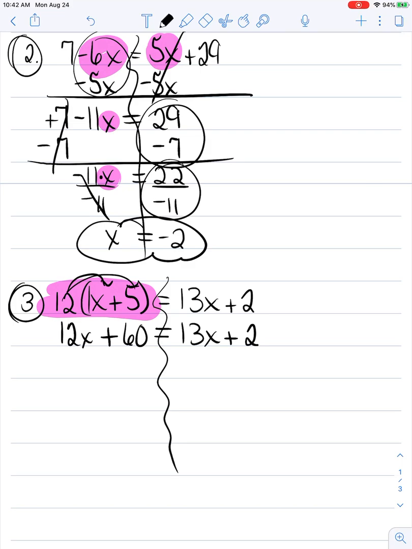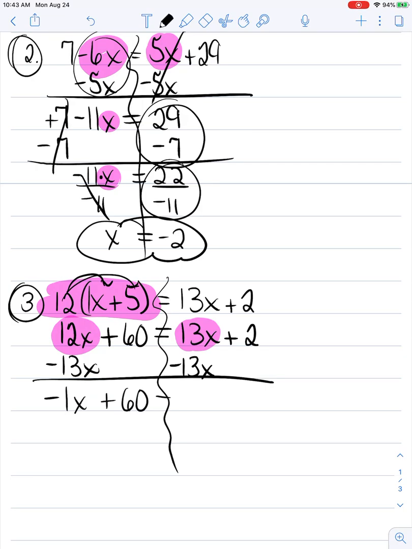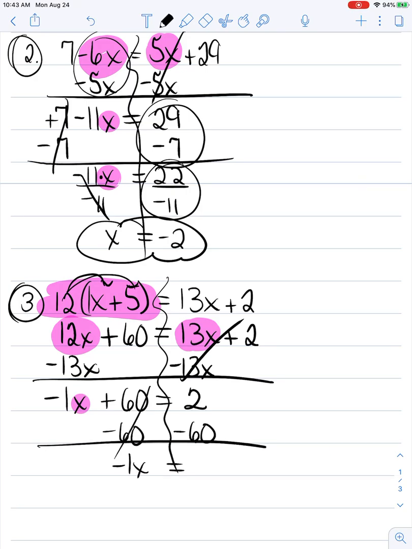So now I'm going to move on to my third step, which is to isolate the variable with inverse operations. So let's deal with our variables first. I like to do that first. So I'm going to move that 13x over. So I'm going to subtract 13x from both sides, and I get negative 1x plus 60 equals 2. I still see some stuff hanging on to that letter, so I've got a little bit more of our inverse operations to do. Got to move some more stuff. So the opposite of plus 60 is to subtract 60 from both sides. So I've got negative 1x equals 2 minus 60 is negative 58.